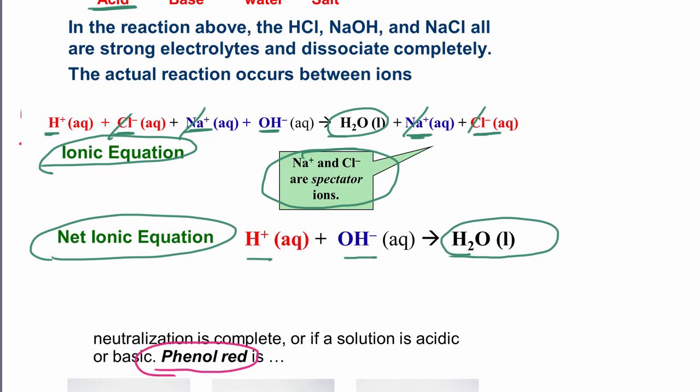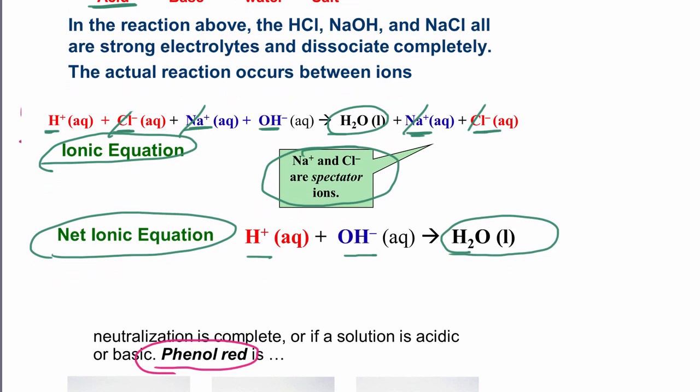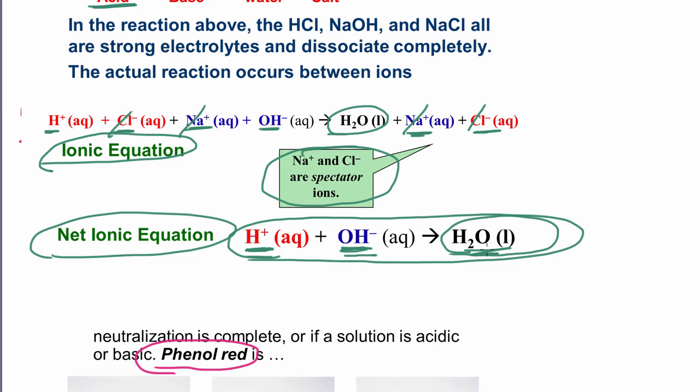Remember, a weak acid does not completely dissociate, so there would be a different net ionic equation. But for all strong acid, strong base neutralization reactions, this is the net ionic equation. The actual reaction takes place between this and this to produce water.